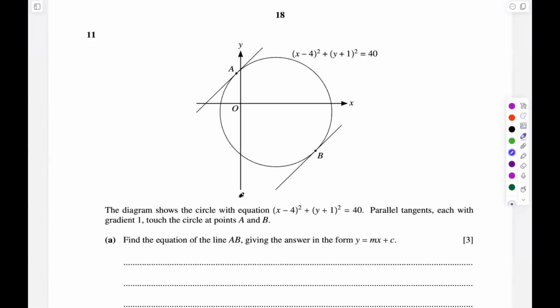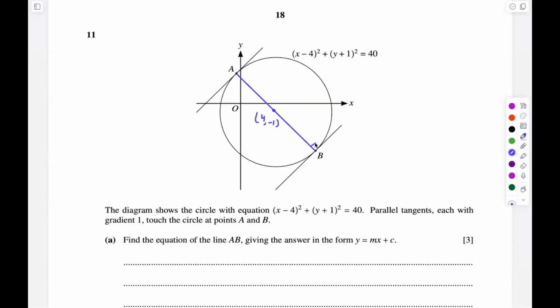Question 11, the diagram shows a circle with the equation (x minus 4) whole squared plus (y plus 1) whole squared equals 40. Parallel tangents, each with gradient 1, touch the circle at points A and B. We have to find the equation of the line AB. Now, we know that the center of the circle is at the point x minus 4 and y plus 1. So that means that the center will be (4, -1).